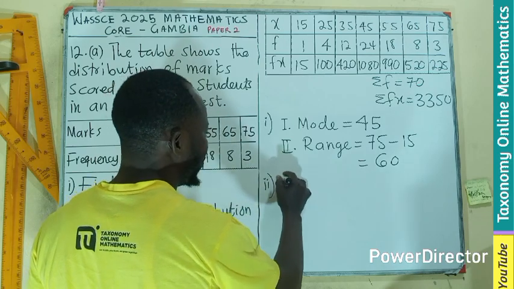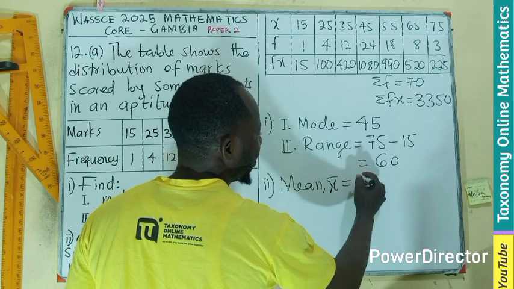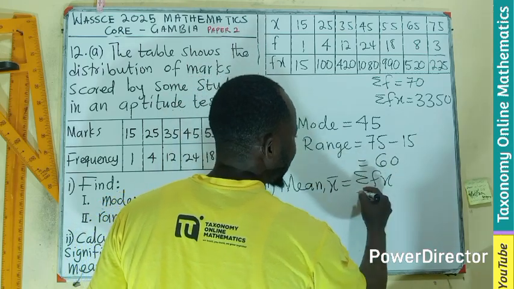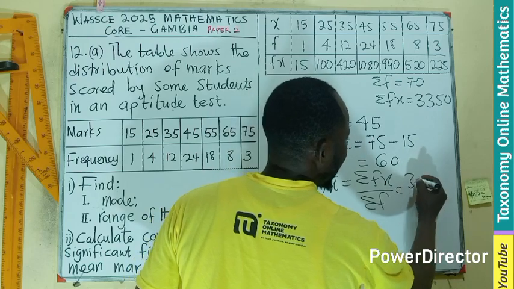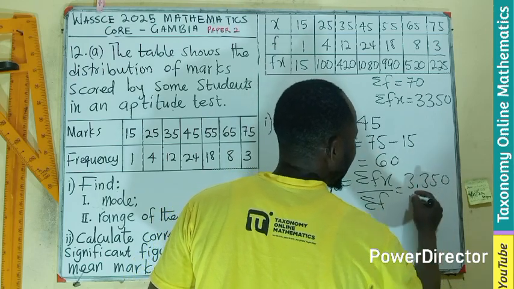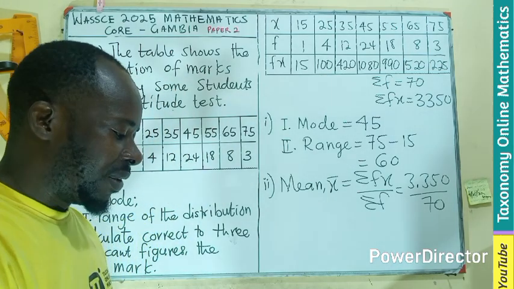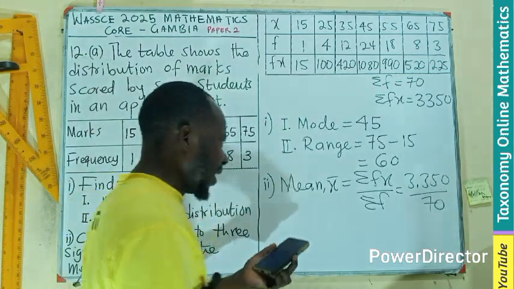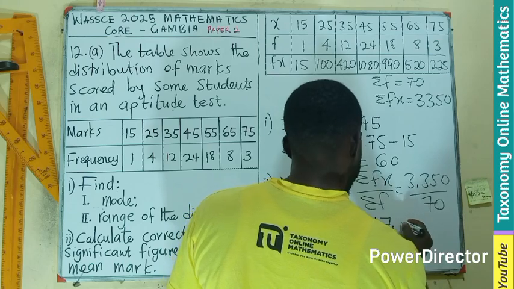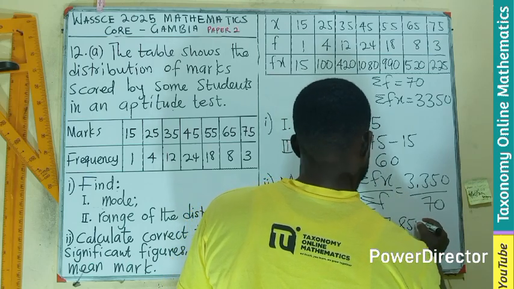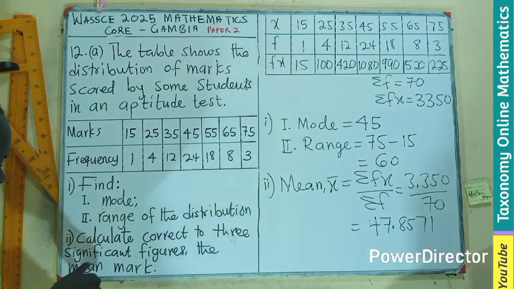We are looking for the mean now. So the mean is sigma fx over sigma f, meaning 3,350 divided by 70. Let's divide that and see. If we divide that, you should have 47.8571.